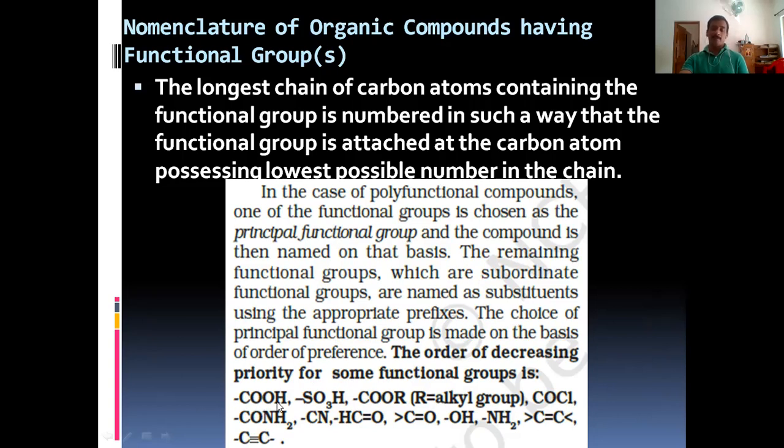Priority for some functional groups. COOH is getting more priority. Then SO3H, then COOR, ester group. COCl, acid chloride, CONH2 amide, CN cyanide, CHO aldehyde, CO ketone, OH alcohol, NH2 amine, then comes double bond, then comes triple bond. The halo, nitro, alkoxy, such groups are always considered as substituents, so no need to represent them here.